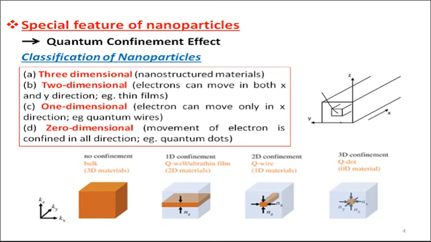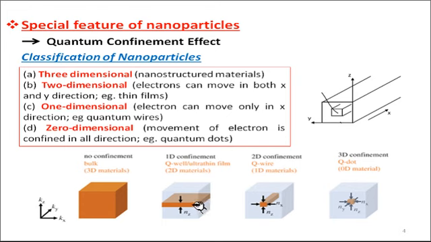So if the confinement is only along one direction and the remaining 2 dimensions are open for free movement of electrons, then it can lead to the formation of a 2-dimensional well type of structure, which is also called a quantum well.